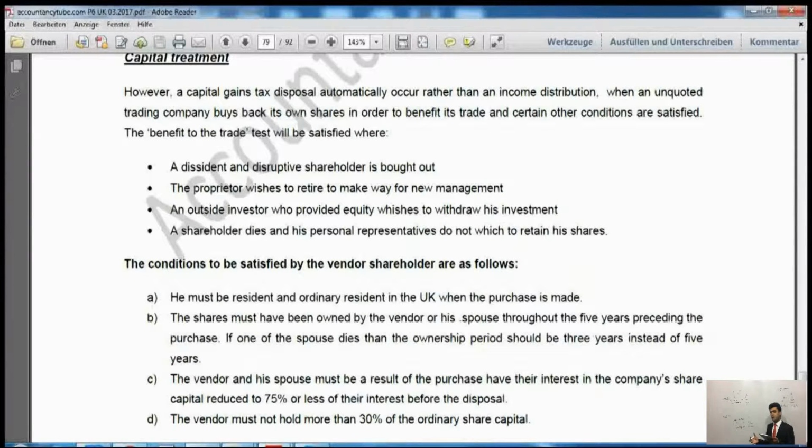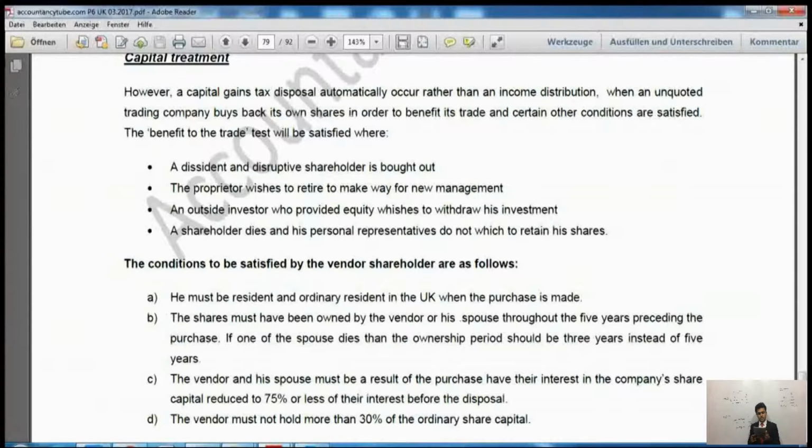So when the company buys back its own shares and certain conditions are met, there is a mistake in these notes as well. I think the sentence starts with the word however. No, the sentence starts with "A capital gains tax disposal automatically occurs." It starts from A, I beg your pardon. There are lots of mistakes in the notes. So it starts with A.